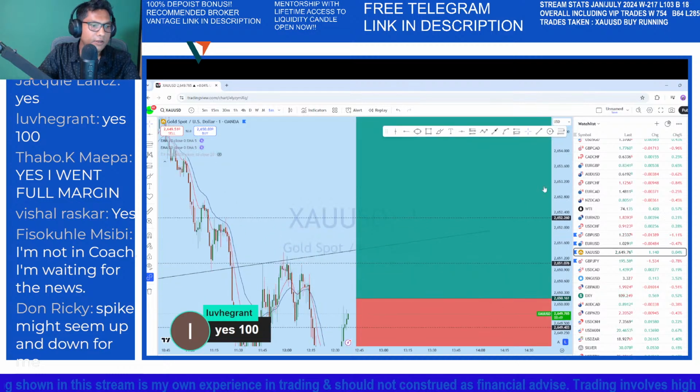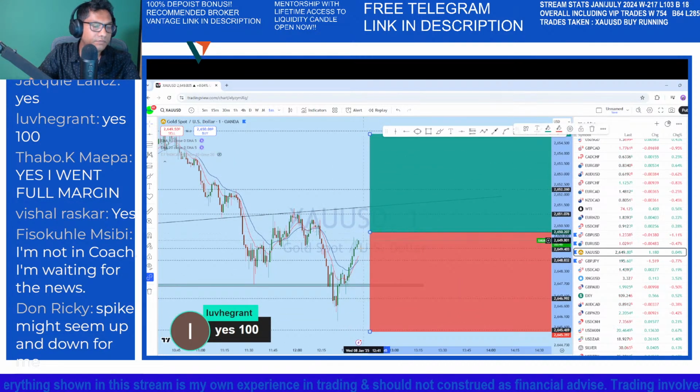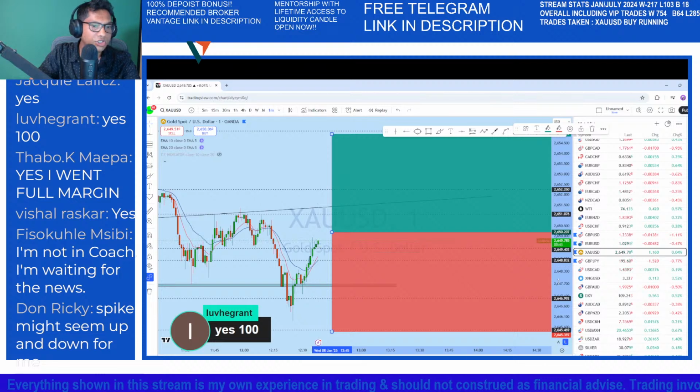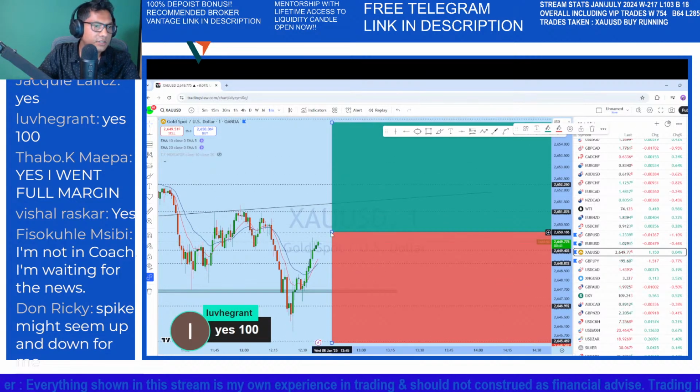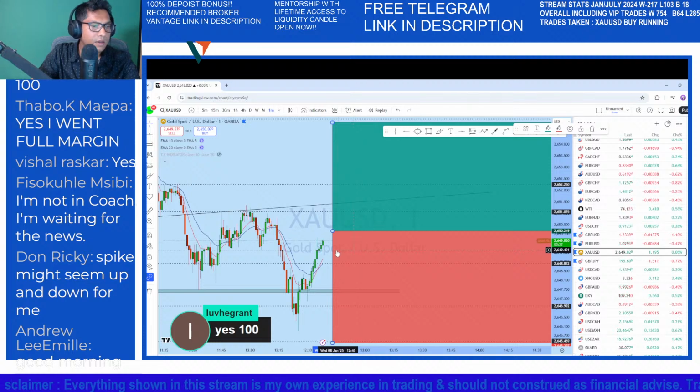Okay, so here we can see that this is a bullish candle, and we see that this is expecting to break to the upside.